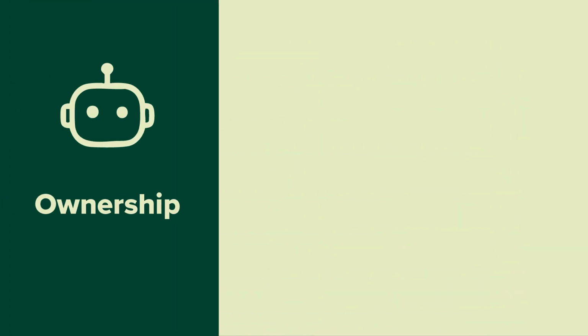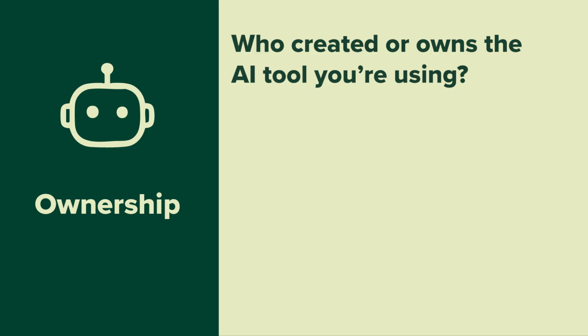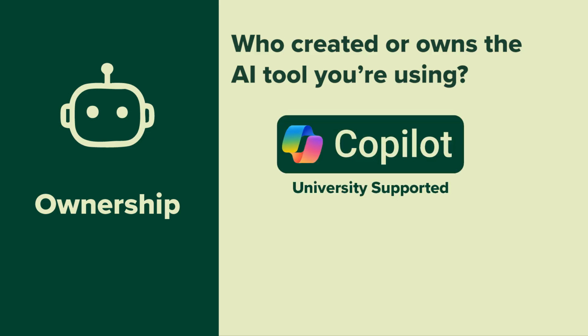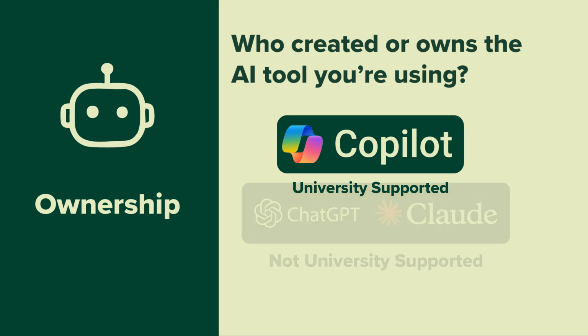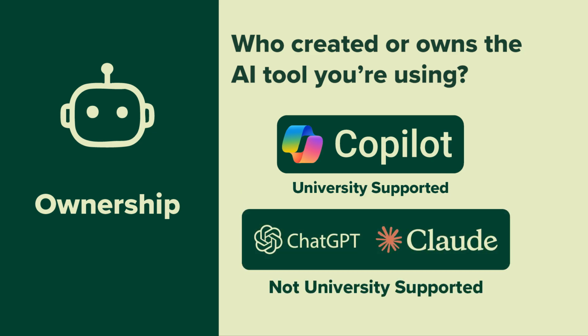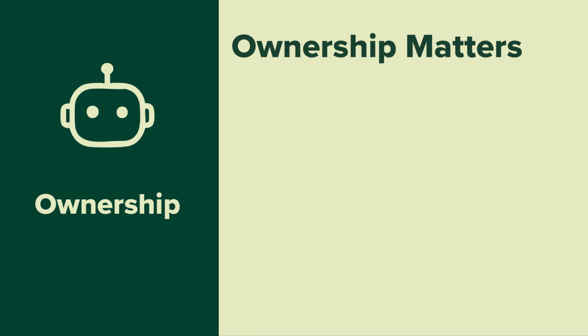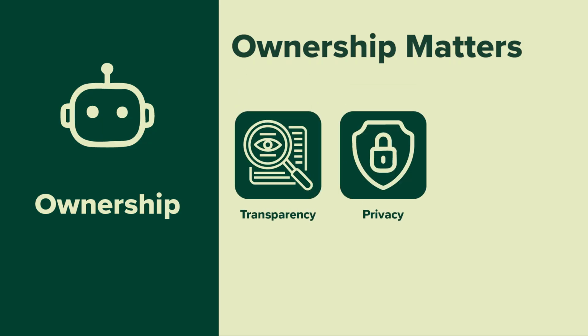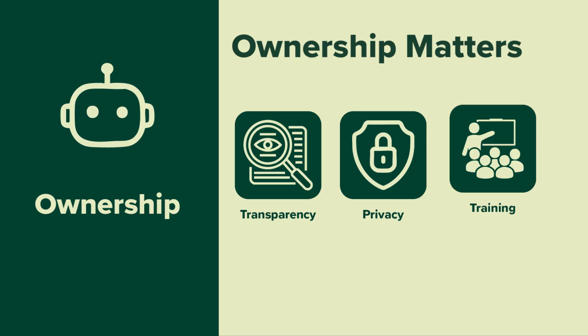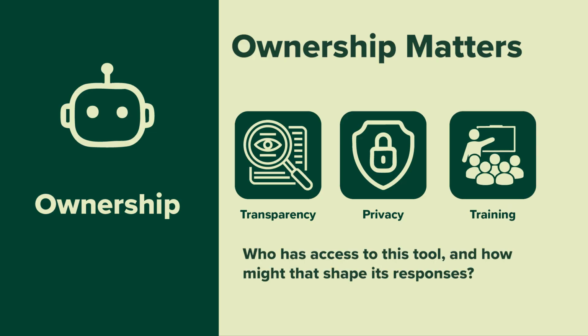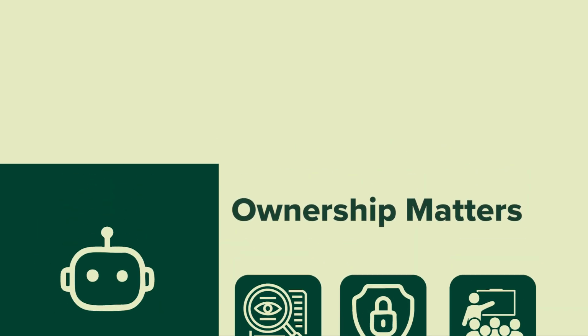Next is ownership. Who created or owns the AI tool you're using? Is it a university-supported tool like Copilot? Or is it a public tool trained on unknown data? Ownership matters because it affects transparency, privacy, and also how the system was trained. Also consider who has access to this tool and how that might shape its response.